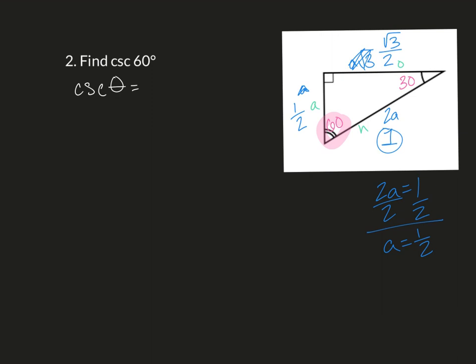Cosecant of theta is my hypotenuse over my opposite. It's the reciprocal of sine. So what I'm going to need to do to find cosecant of 60 is fill in my hypotenuse and my opposite. The hypotenuse is 1 and my opposite is root 3 over 2. So I'm going to have a 1 over root 3 over 2.